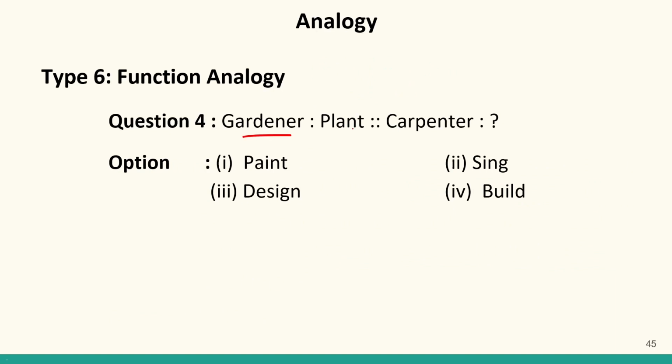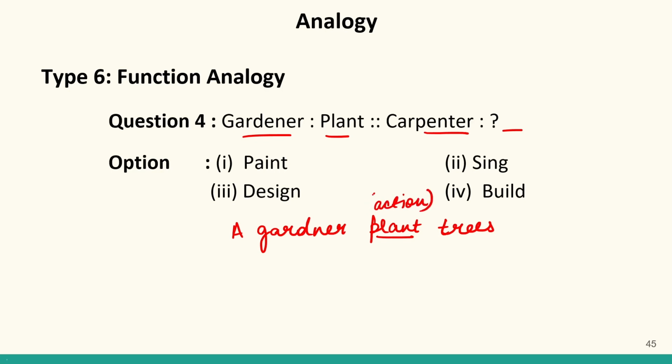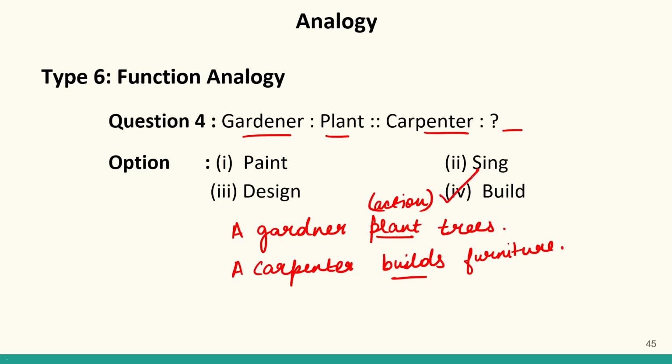Then over here, a gardener, plant, and a carpenter, what? So I can say a gardener plants trees. Plant is the action that a gardener does. Similarly, a carpenter builds furniture. So builds is the action that is performed by the carpenter. So our answer will be option number 4, build.